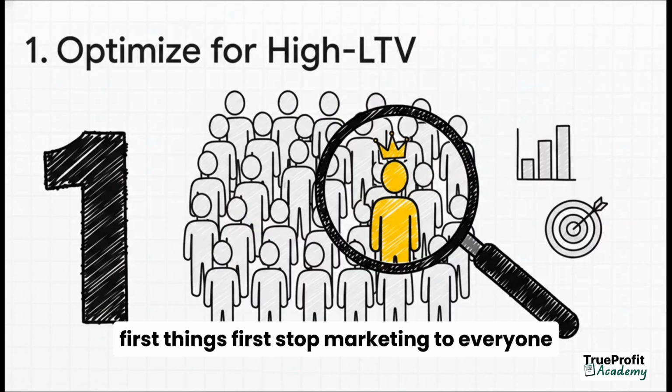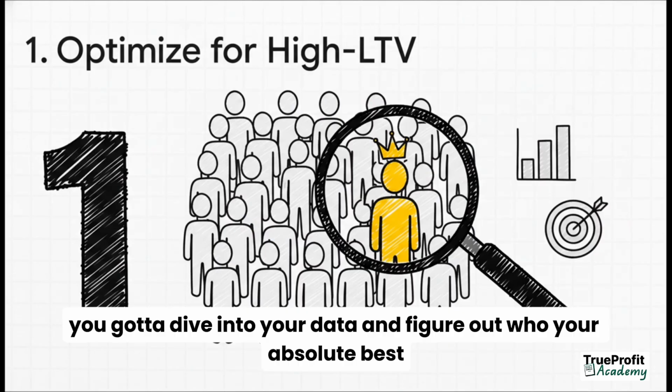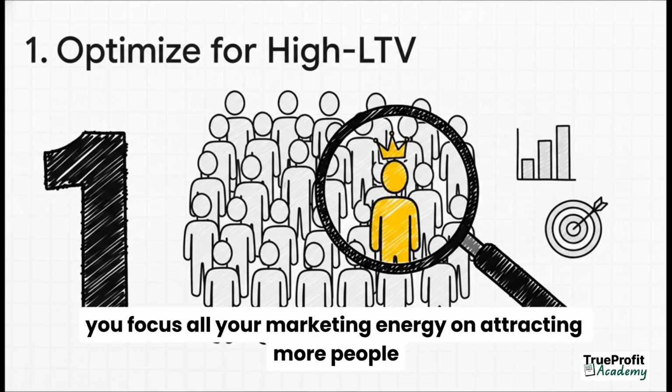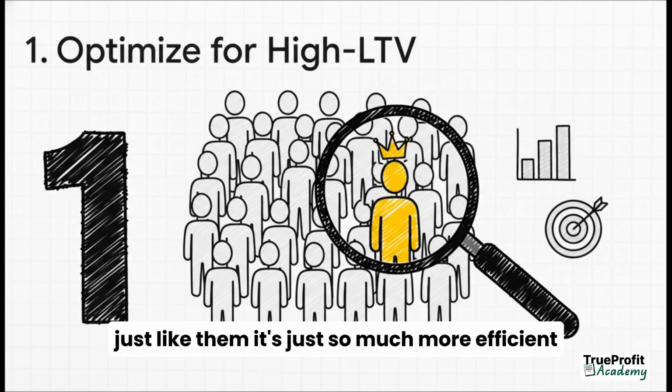First things first, stop marketing to everyone. You've got to dive into your data and figure out who your absolute best, most valuable customers are. What was the first thing they bought? Where did they find you? Then you focus all your marketing energy on attracting more people just like them. It's just so much more efficient.